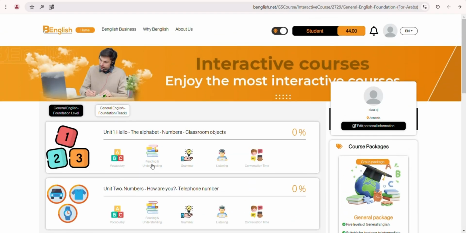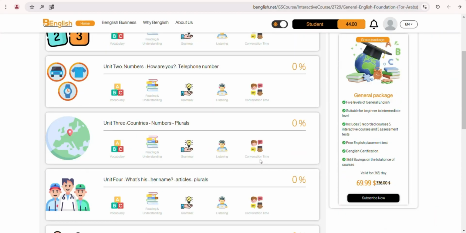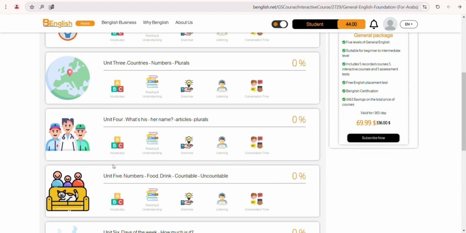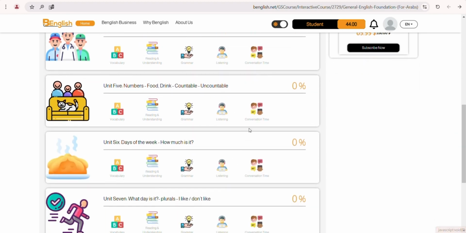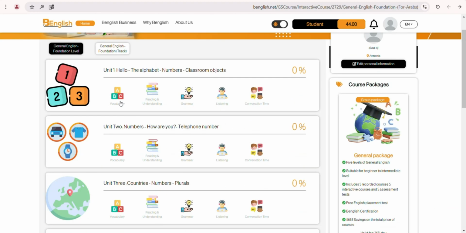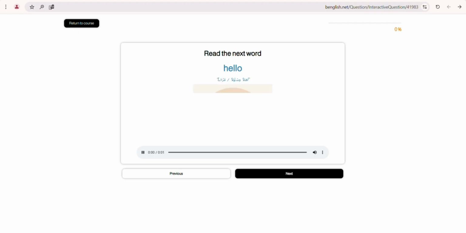Each unit includes several sections: vocabulary, reading, grammar, listening, and also conversation. These units work to enhance the four skills of the student: listening, reading, writing, and speaking. Start the study process in a sequential manner. Unit 1. The first icon is vocabulary.